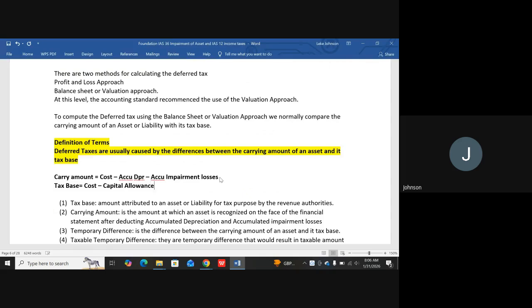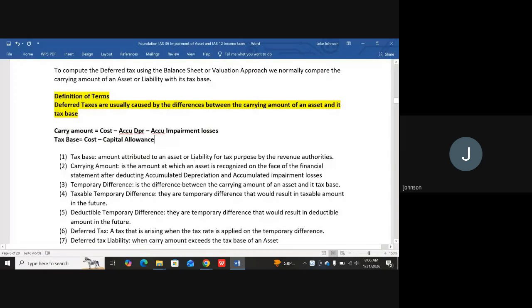So I just felt I needed to do this so that we can understand what we are doing. So whenever you have a carrying amount that is different from the tax base of that asset, it's always going to cause a temporary difference. There's always going to be a temporary difference. And we were also able to look at it the other day in detail.